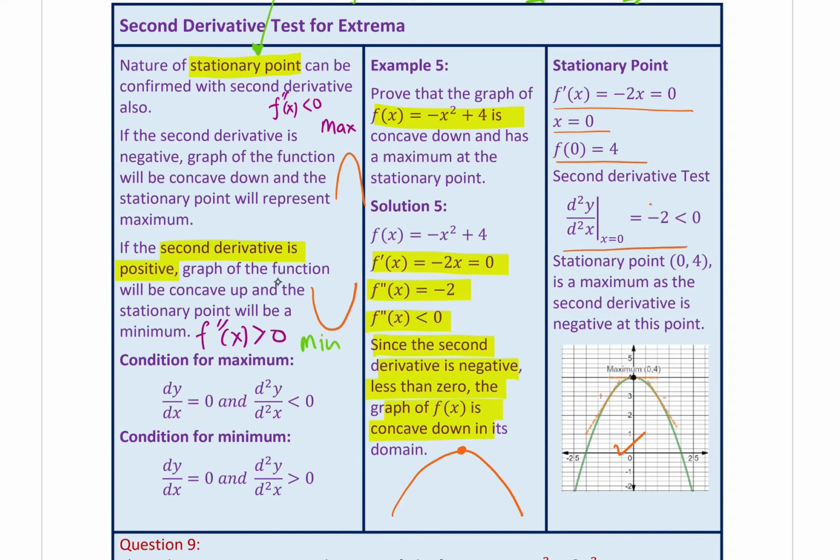Part B is to identify their nature by using two different methods, right? So first find the stationary points, and then use two different methods to identify whether they represent a local maximum or a local minimum. So what could be the two methods? You could analyze the first derivative and get your result, or you could find the second derivative and check if it is negative or positive to confirm. Is that clear?